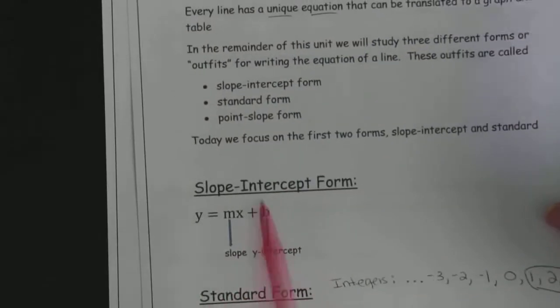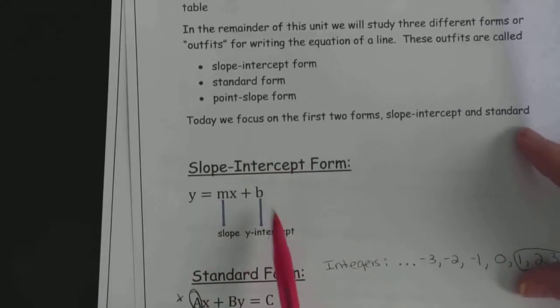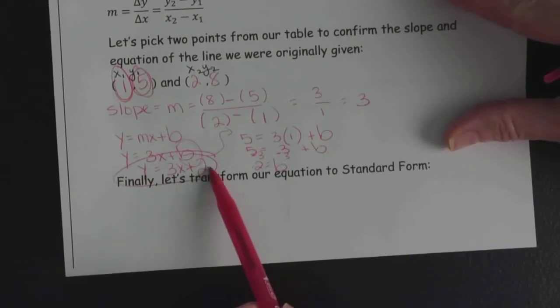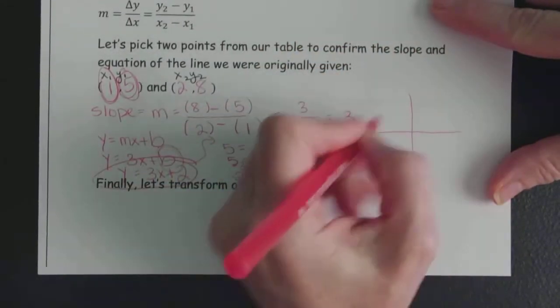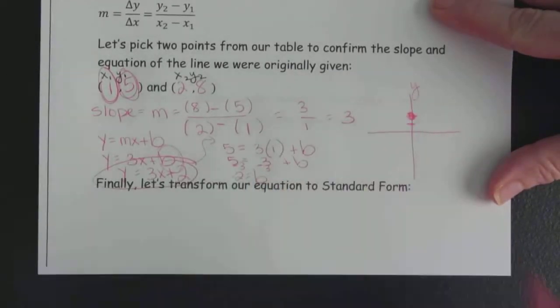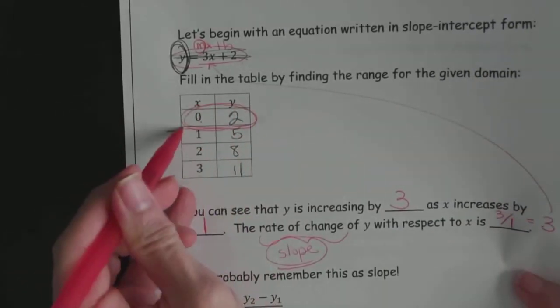This is slope-intercept form, and isn't it cool that we said earlier on the former sheet, remember how we said that in slope-intercept form, y equals mx plus b, m was the slope and b was the y-intercept? Well, check this out. This tells me that 2 is my y-intercept. In other words, this line is going to cross the y-axis at 2, right?